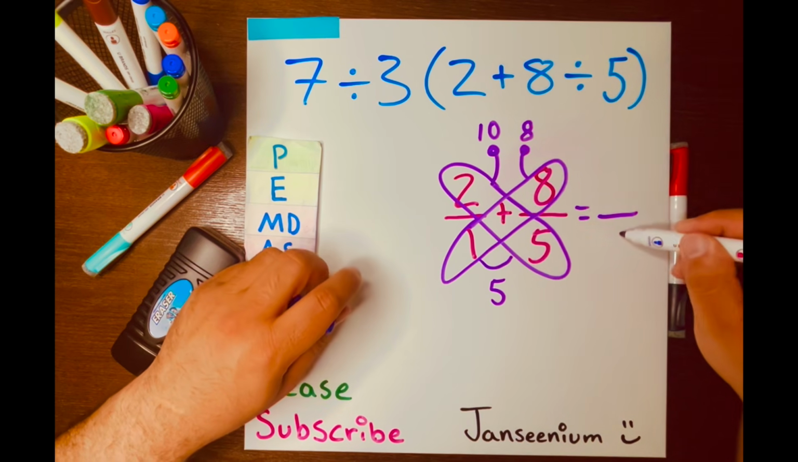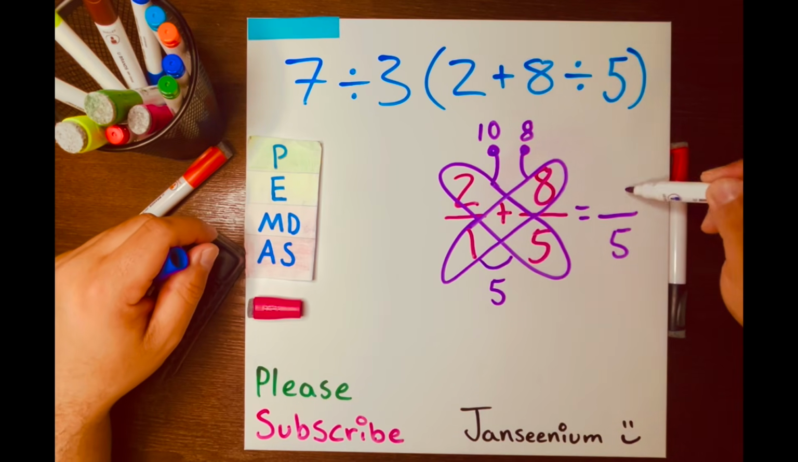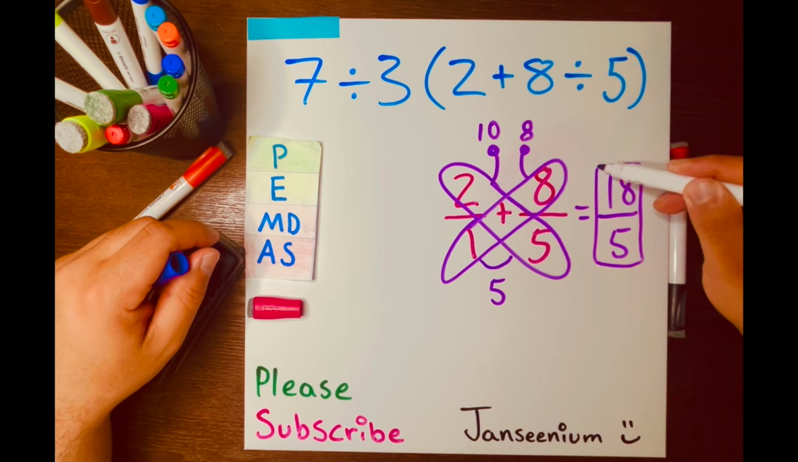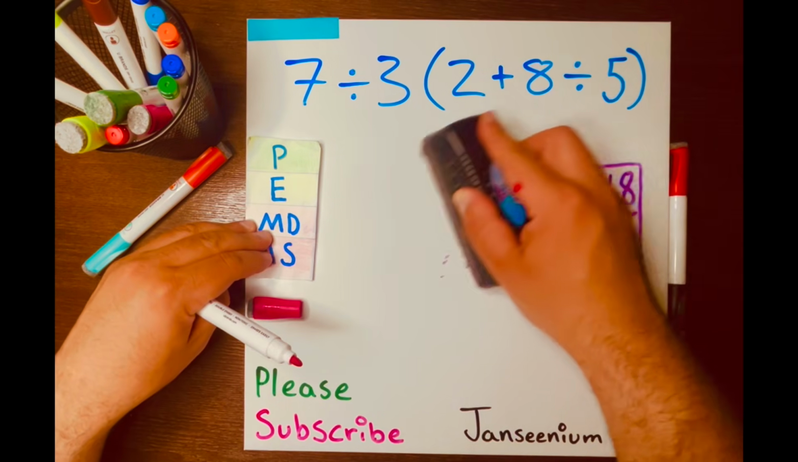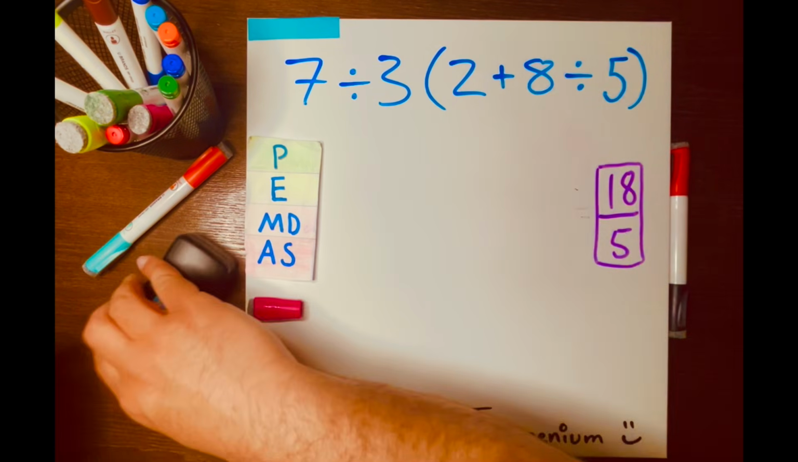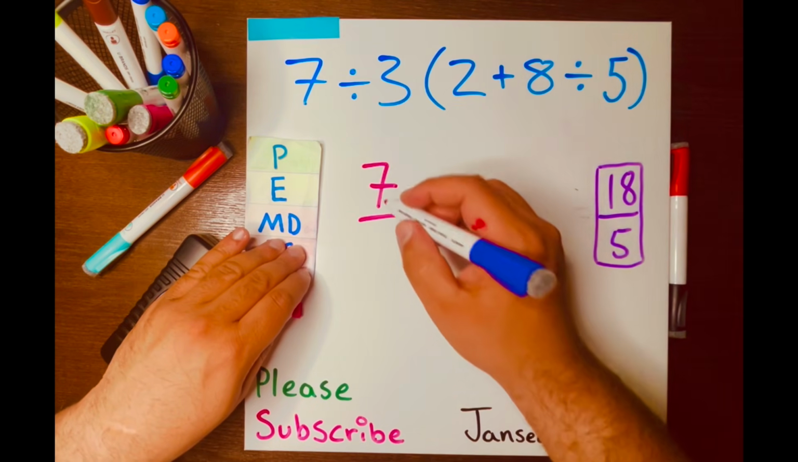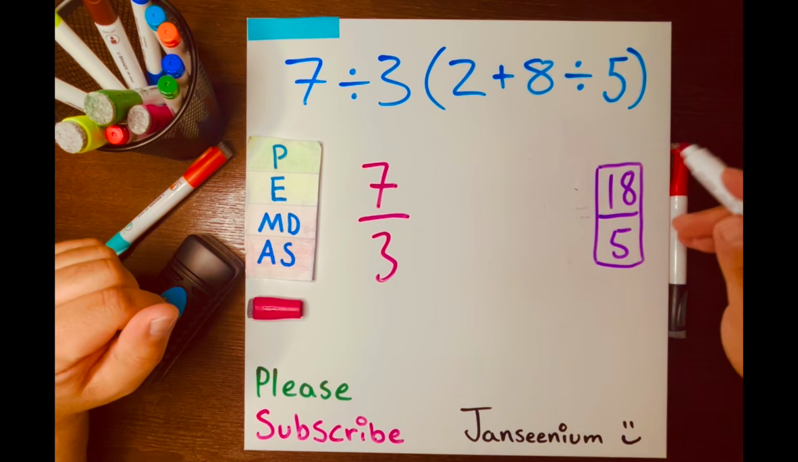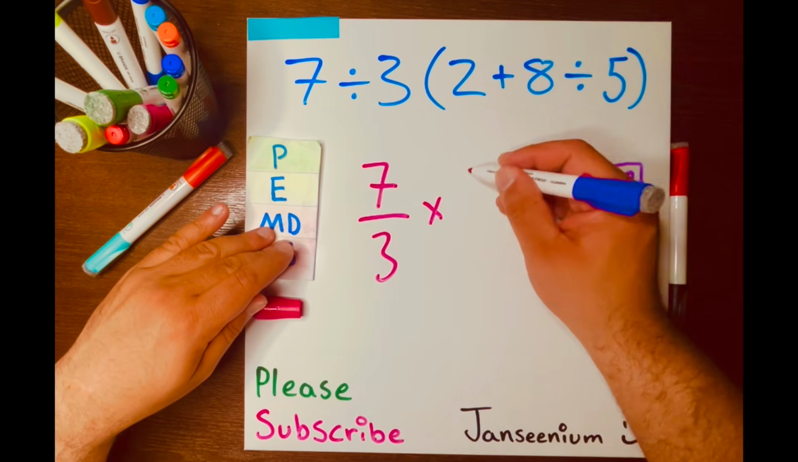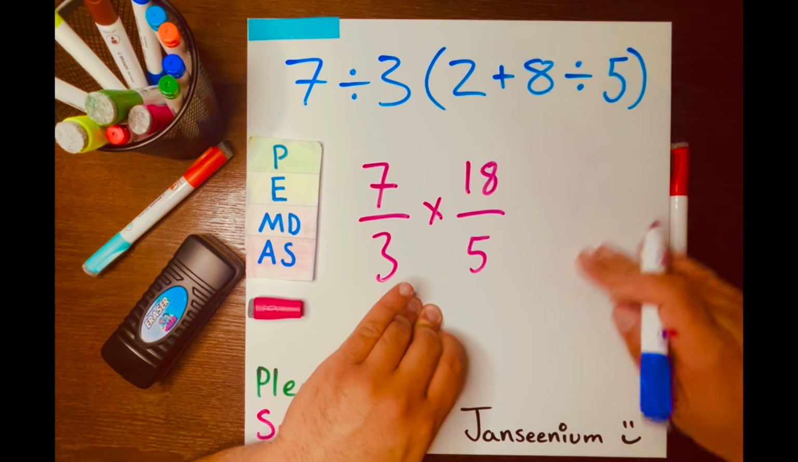And so our denominator is 5, and then we add 10 plus 8 equals 18, and this cannot be broken down further: 18 over 5. So now I'm going to erase this, write down the 7 over 3 down. I am turning that 7 divided by 3 into a fraction, 7 over 3, to make the math fun and easy. And then we're multiplying this 18 over 5, and we're going to multiply across.